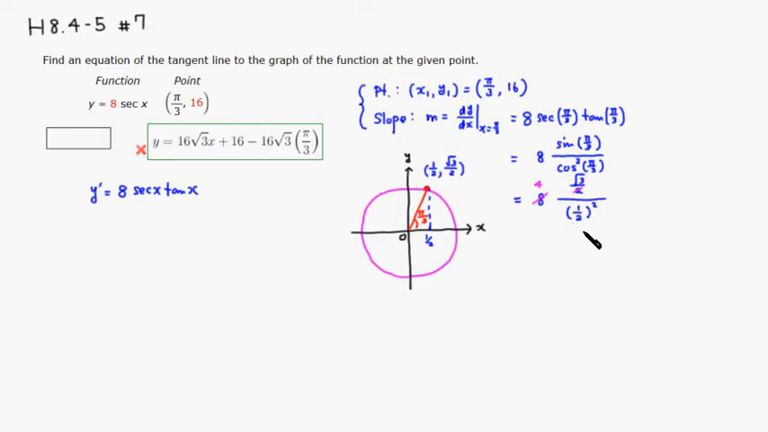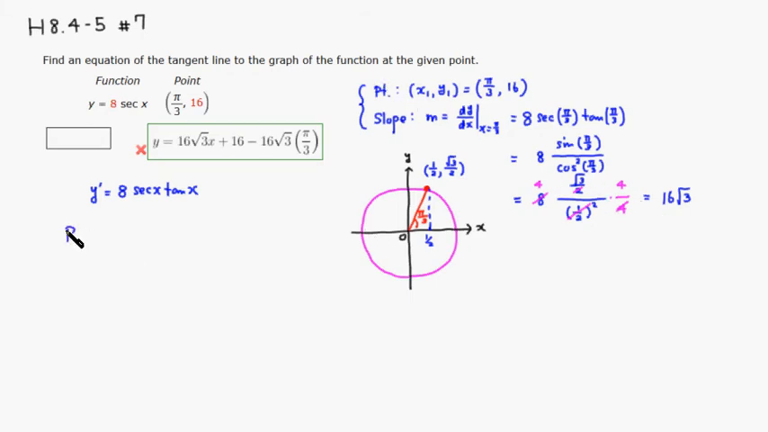Then we have a 1/4, because 1/2 squared. So I'm going to multiply top and bottom by 4, so that way we can cancel here and cancel that. What you get is 16, 4 times 4, 16, square root of 3. So once you get the slope and the point, we can use the point slope form.